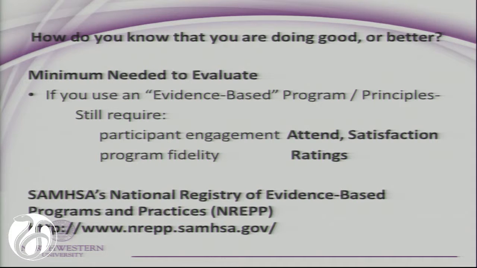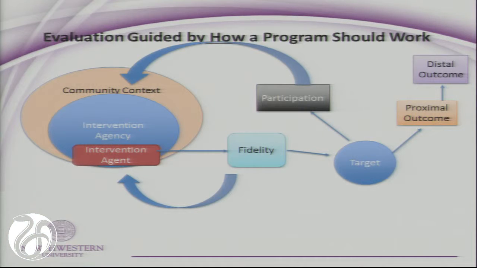In SAMHSA's National Registry, NREPP, of prevention programs and practices, they do have measures and indications of how to measure fidelity. I think we can do a lot more in terms of getting fidelity measures cheaper, but this is an important piece. This is a little picture that I think is useful. We've been thinking about this in terms of implementation of programs. On the left-hand side, we've got the community context, which is dominant and a continual process. It evolves over time. The intervention agency and the intervention agent, such as a teacher or a parent, have a program that we're trying to get them to do. We'd like to have that done with fidelity.